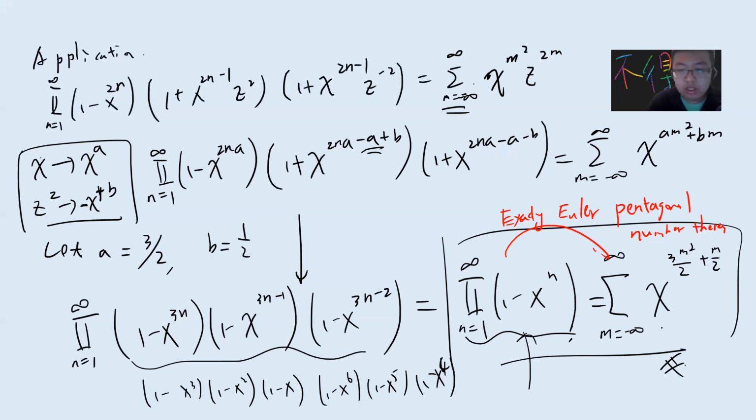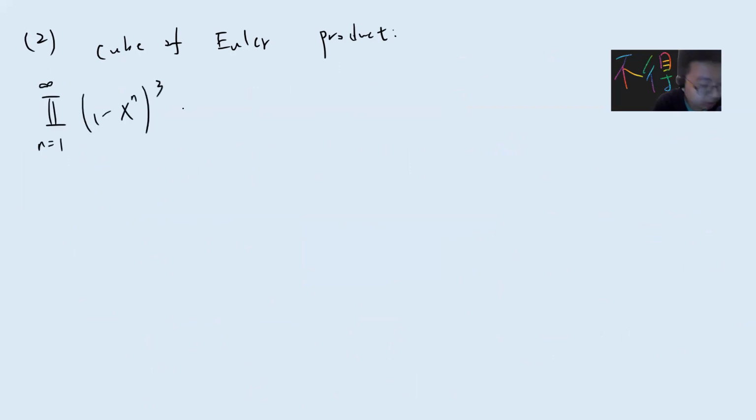Another application, the second application, is also famous, called the cube of the Euler product. It looks like the following: the product over n from 1 to infinity of (1 - x^n) cubed will give you a sum from minus infinity to infinity of (-1)^m x^(m(m+1)/2). And this is exactly the same.